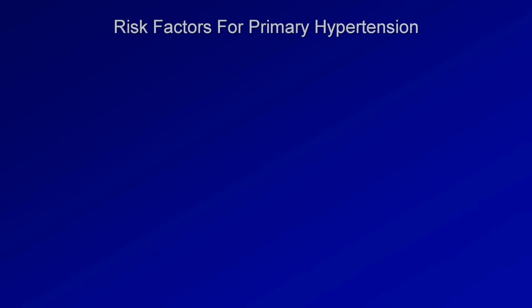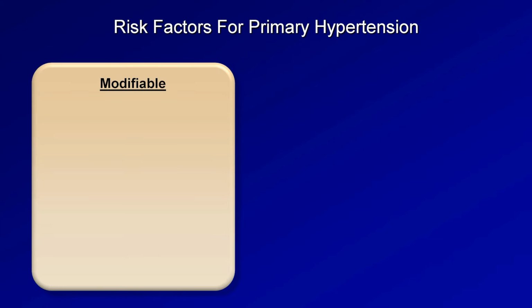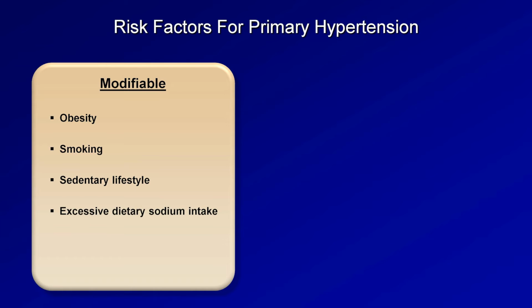When it comes to risk factors for primary hypertension, there are many. The modifiable risk factors are generally the more important. They include obesity, smoking, sedentary lifestyle, excessive dietary sodium intake, and excessive alcohol intake. In addition, there is limited evidence suggesting that low dietary potassium intake may also be a minor risk factor.